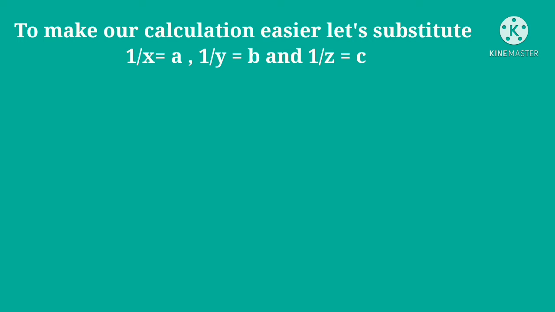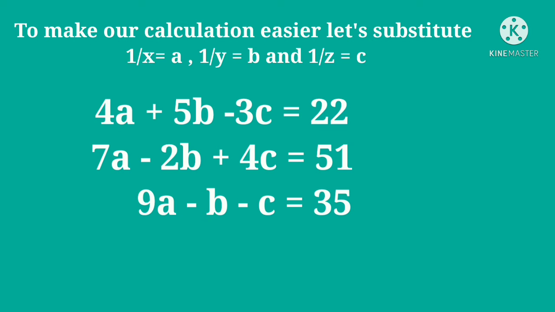So to make our calculation easier, let's substitute 1 over x equals to a, 1 over y equals to b, and 1 over z equals to c. Now it will become 4a plus 5b minus 3c equals to 22, and 7a minus 2b plus 4c equals to 51, and 9a minus b minus c equals to 35.